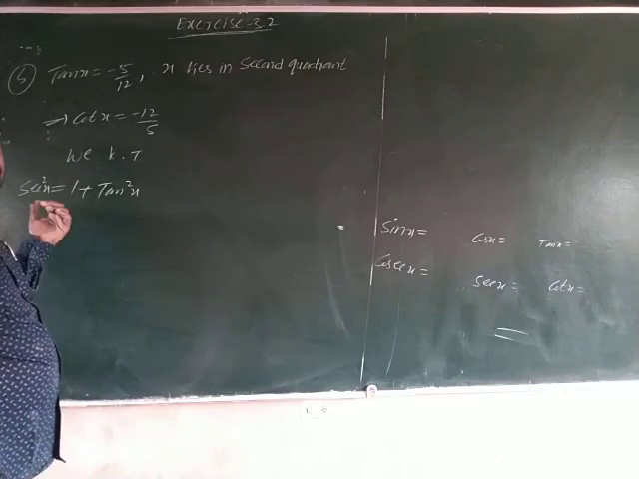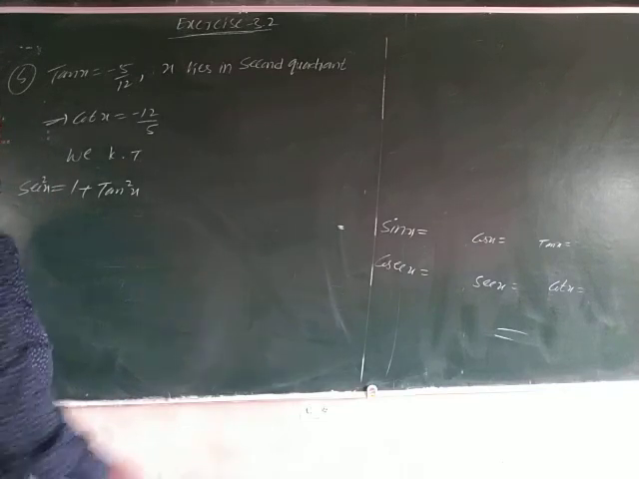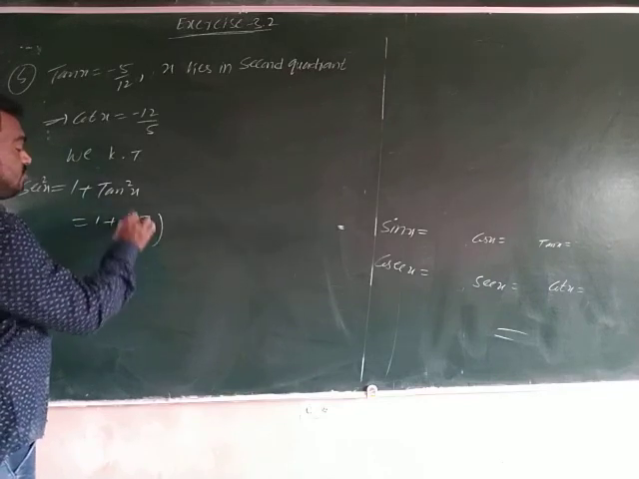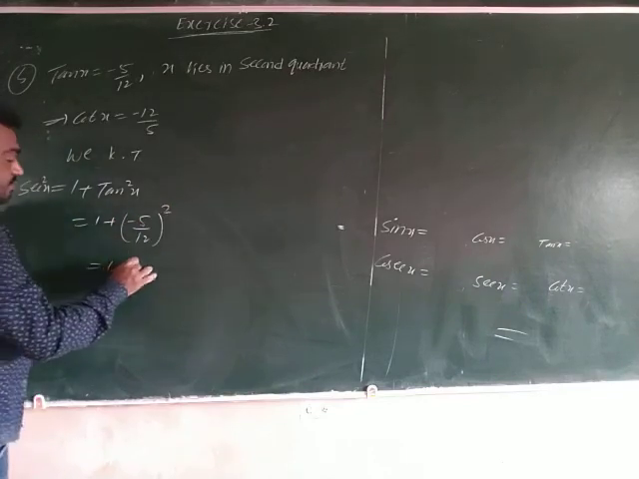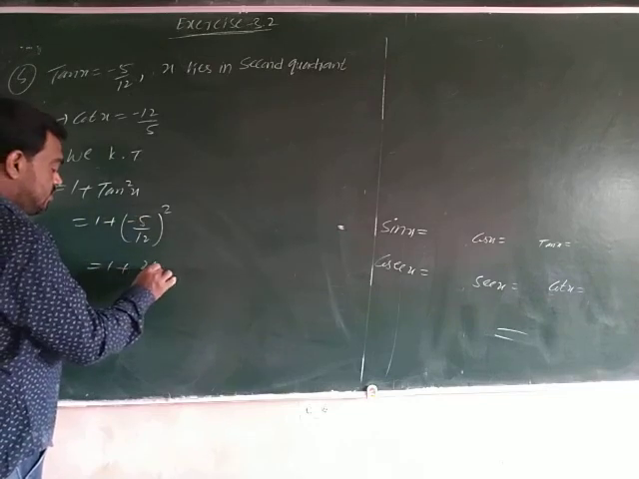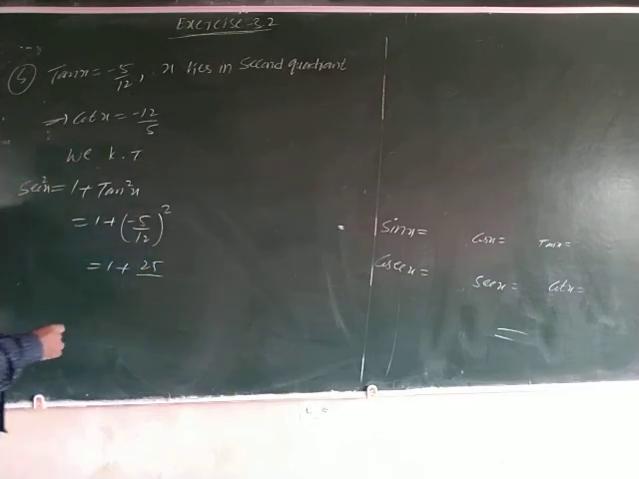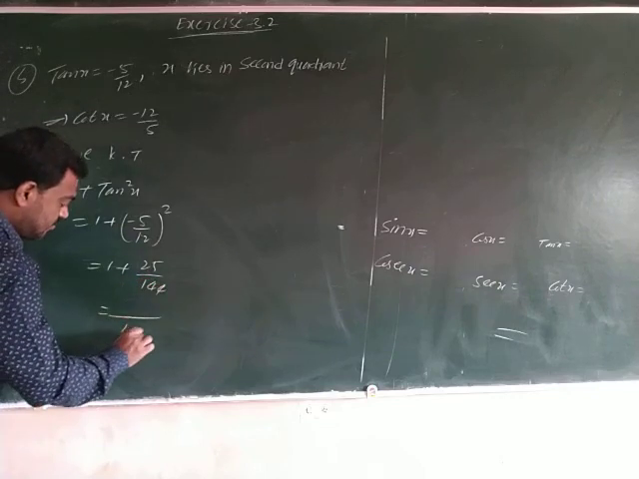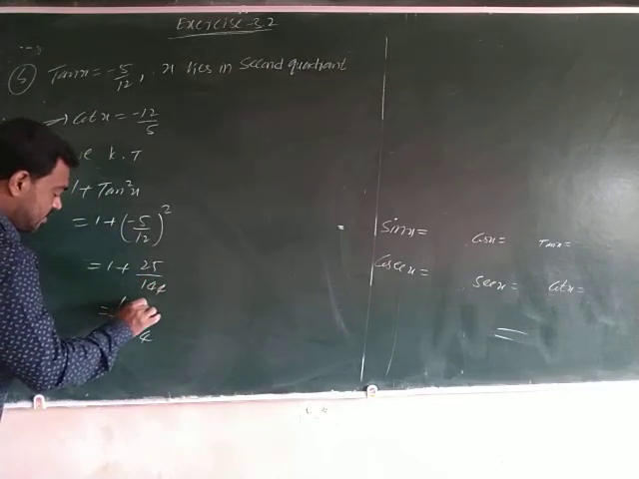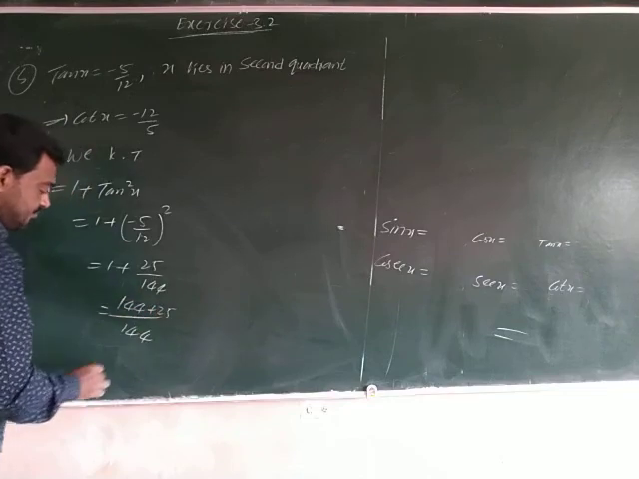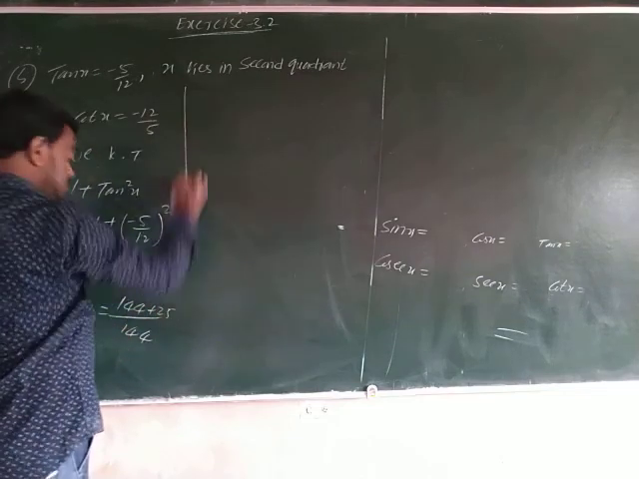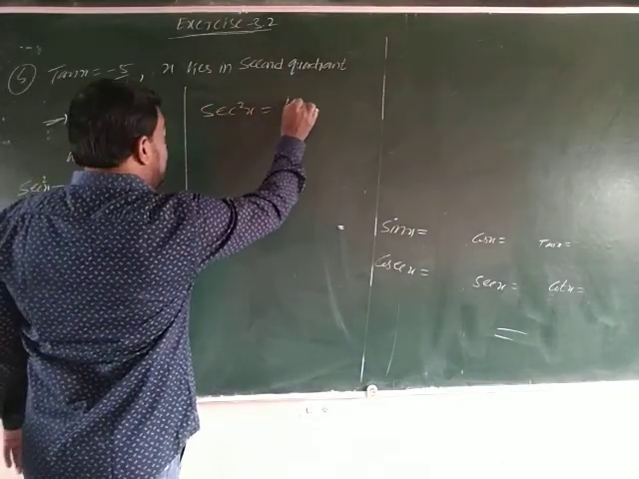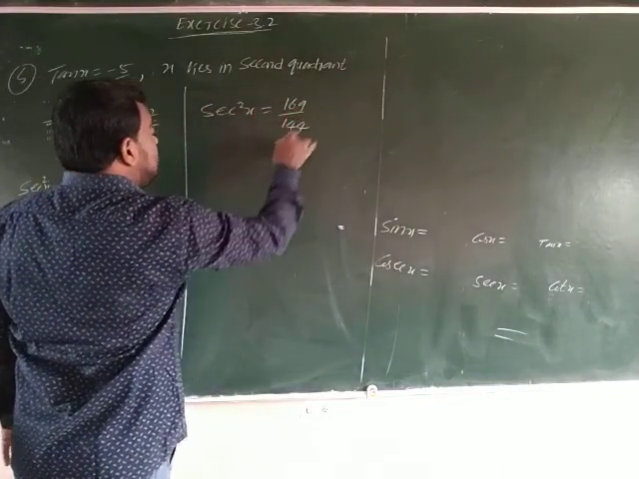Right? Secant square x is equals to 1 plus tan square x. So this is equals to 1 plus tan value minus 5 by 12 whole square. This is equals to 1 plus 25 by 12 square, 144. LCM 144. 1 into 144, 144 plus 25. This is secant square x. Secant square x is equal to 169 by 144.